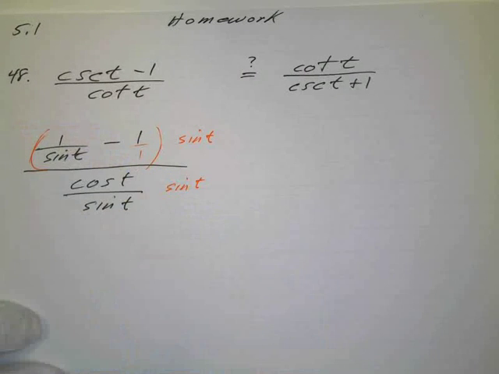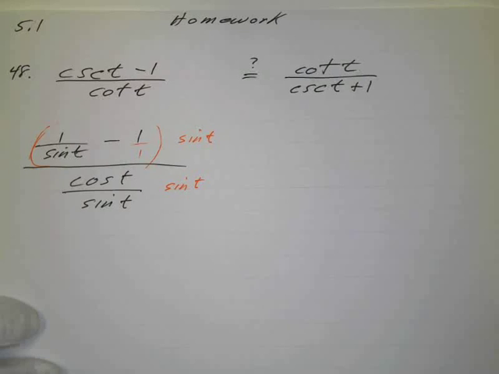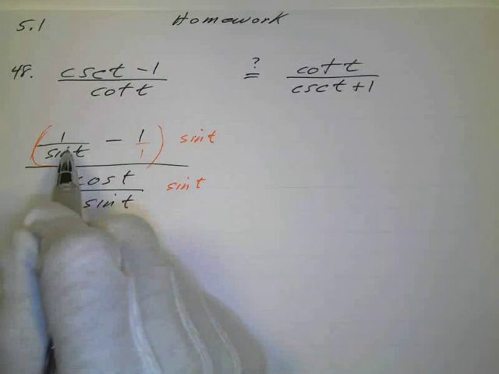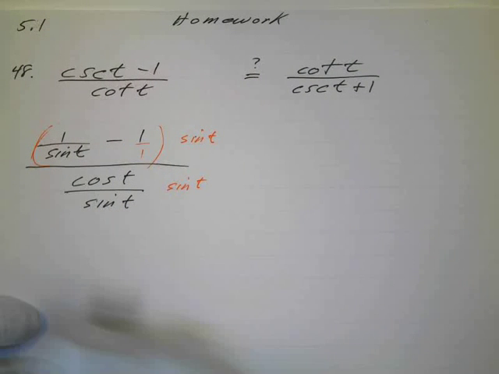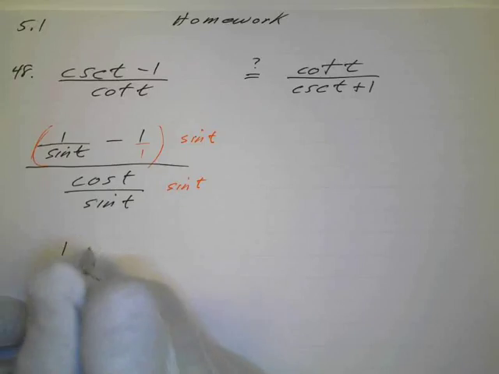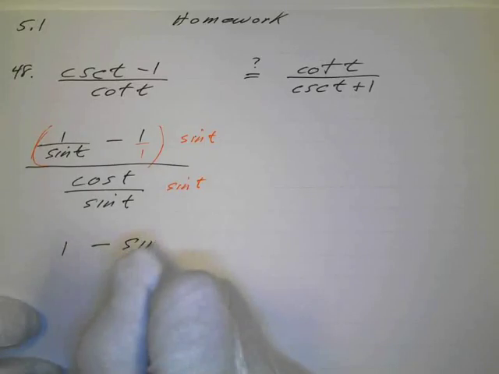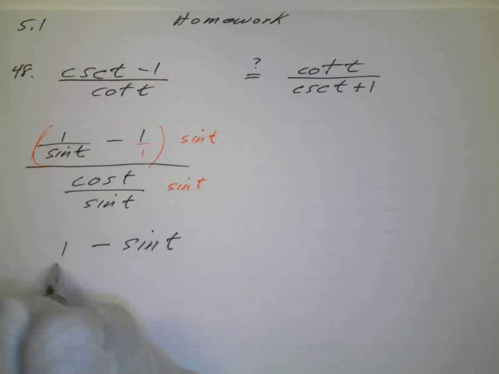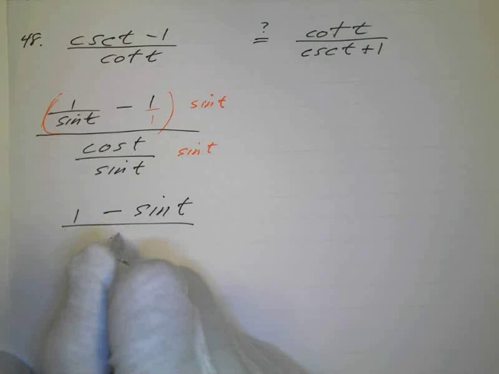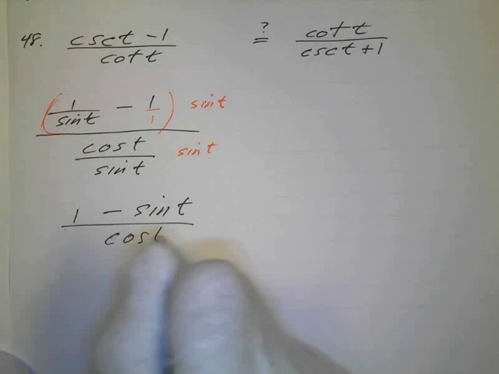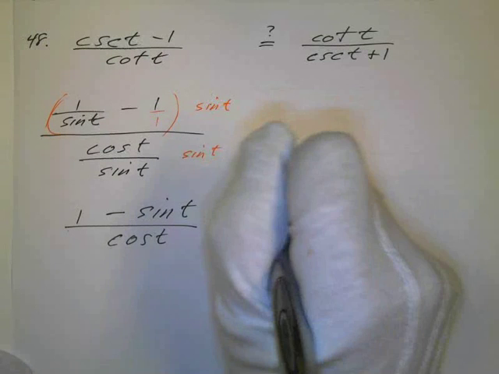So put a little parentheses around there, and we'll multiply the top and the bottom by the sine of t. This 1 over sine times sine is just 1. So that's nice. Minus the sine of t. And on the bottom, these cancel, so I've got the cosine of t.